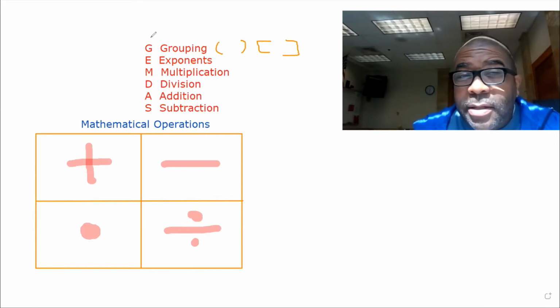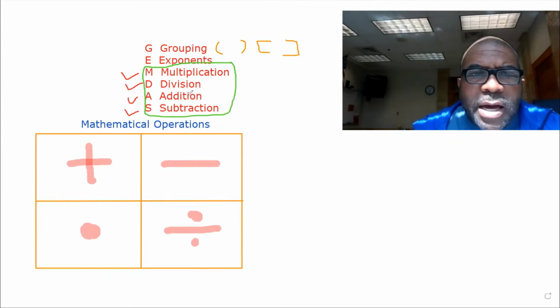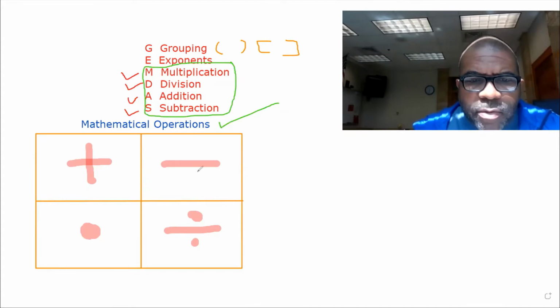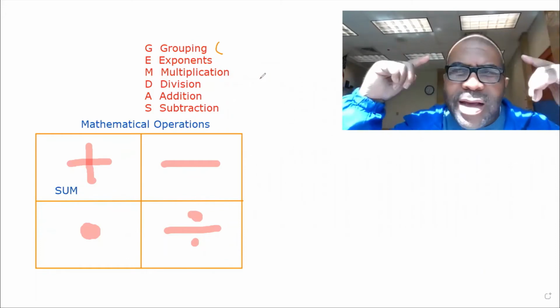Let's go back to GEMDAS. We have addition, subtraction, multiplication, and division. Those are the core of what we're going to be dealing with in algebra. Those are your mathematical operations, and if you can get those down, you're going to be Gucci. We're going to high school, so we're going higher.